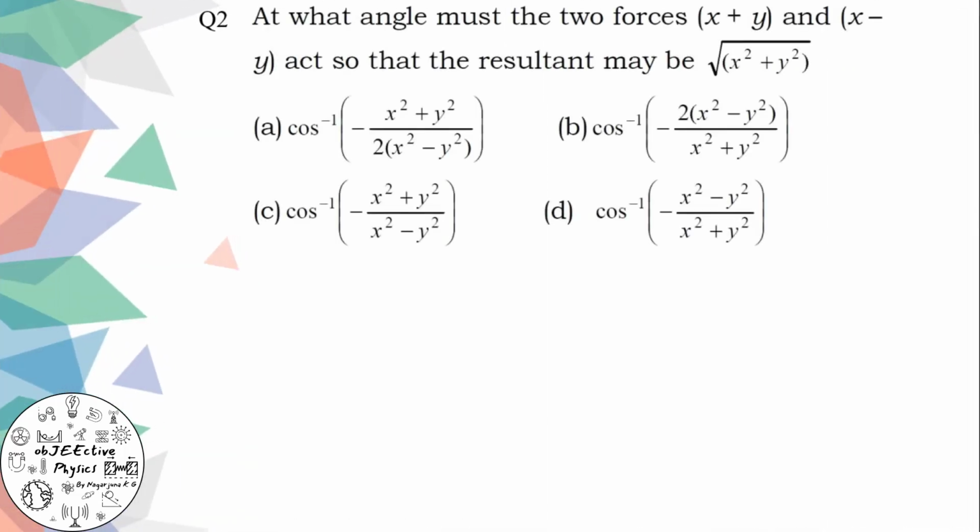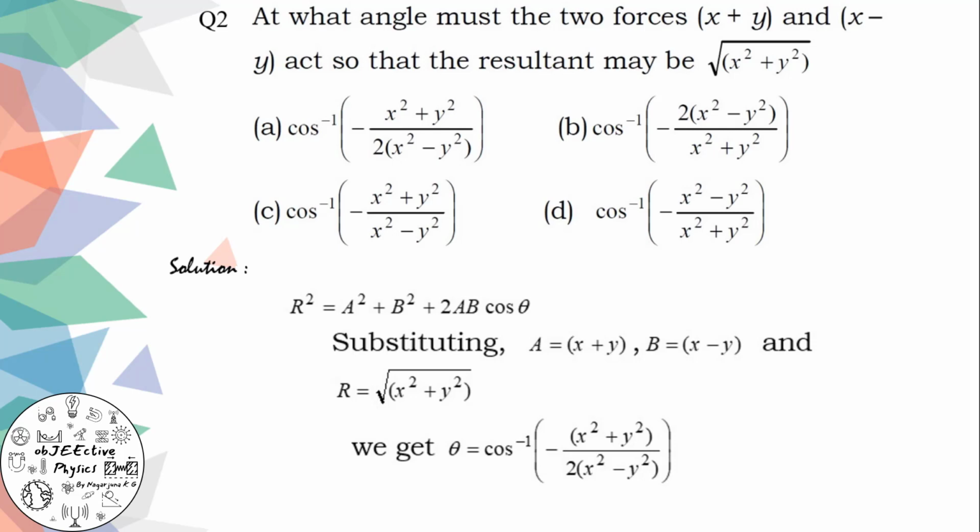Second question. At what angle must the two forces x plus y and x minus y act so that the resultant may be root of x square plus y square? Solution. From the parallelogram law of vector addition, we have R square is equal to A square plus B square plus 2AB cos theta. Here, as per the question, let us assume that A is equal to x plus y, B is equal to x minus y, and R is equal to root of x square plus y square. By substituting and simplifying, we get theta is equal to cos inverse of minus of x square plus y square divided by 2 into x square minus y square.